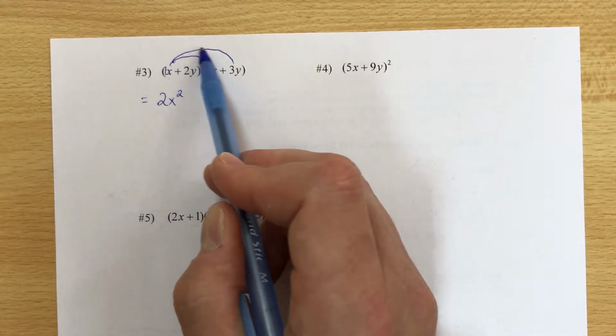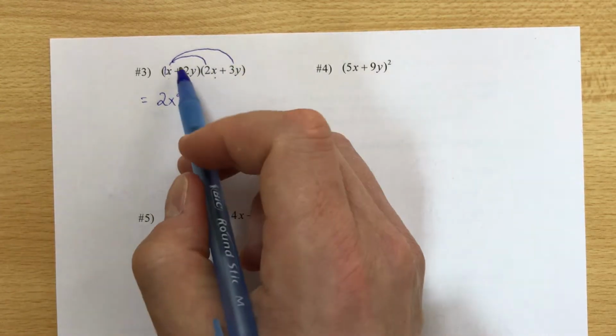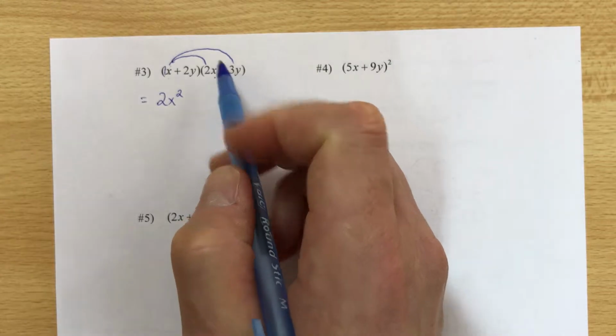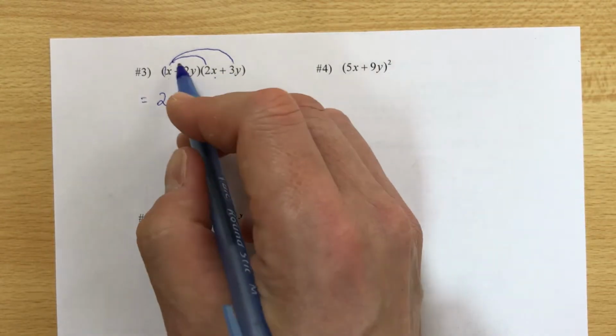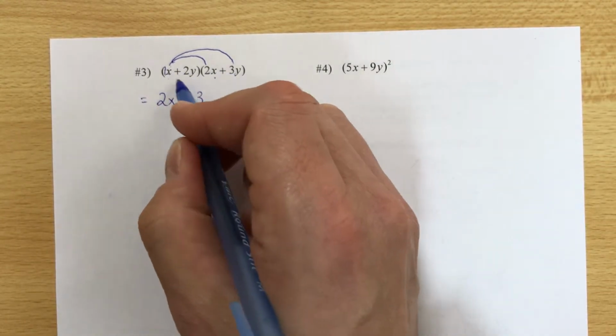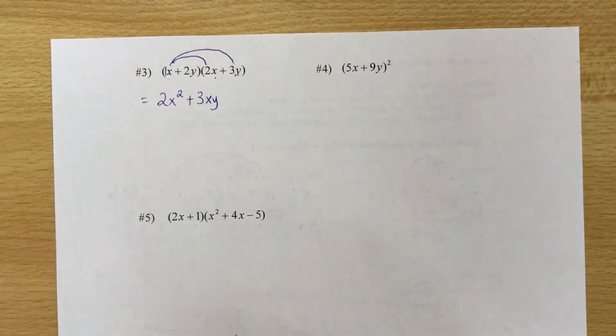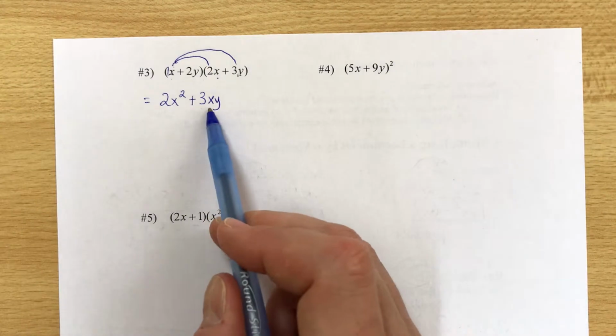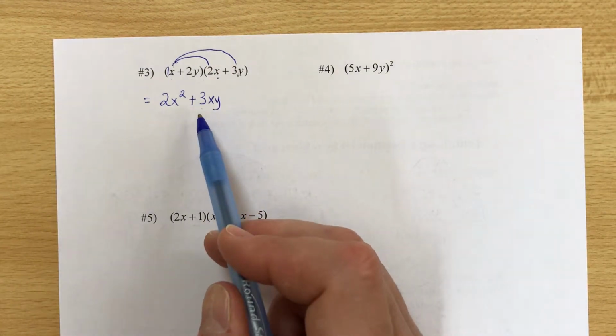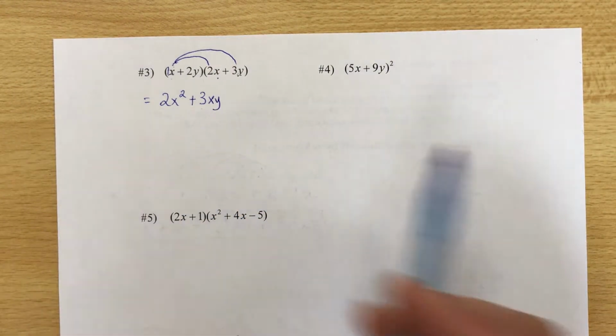Then I do 1x times 3y. Now notice I've got two variables here. So 1 times 3 is 3. X times y is xy. That's it. I can put them next to each other, but there's no other way to combine that.